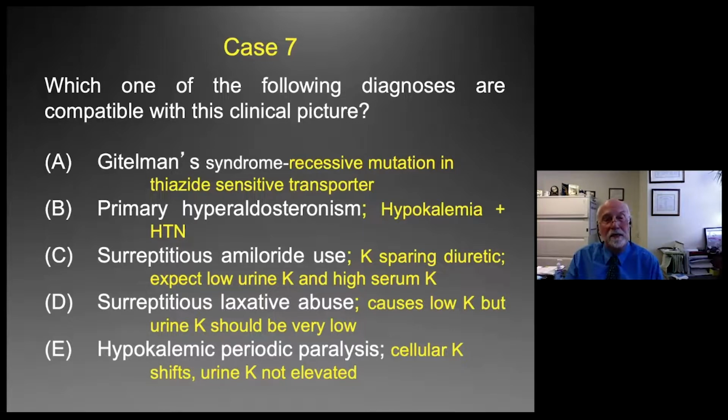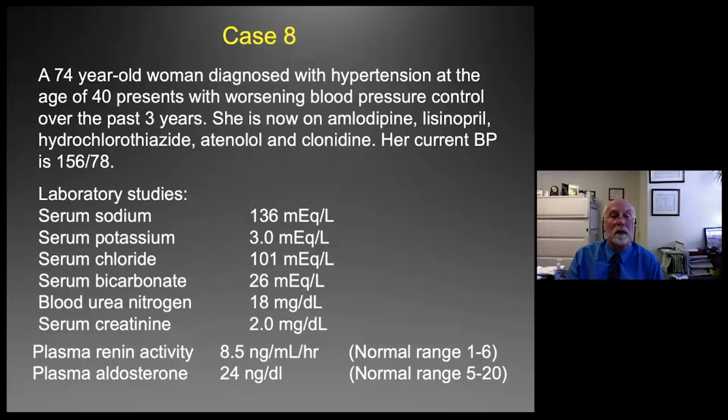and that wasn't the case here. Similarly, in this rare condition of hypokalemic periodic paralysis, it's a problem with shifting potassium, so you wouldn't see an elevated urine potassium. So that was the correct answer. Okay, move on to the next case.